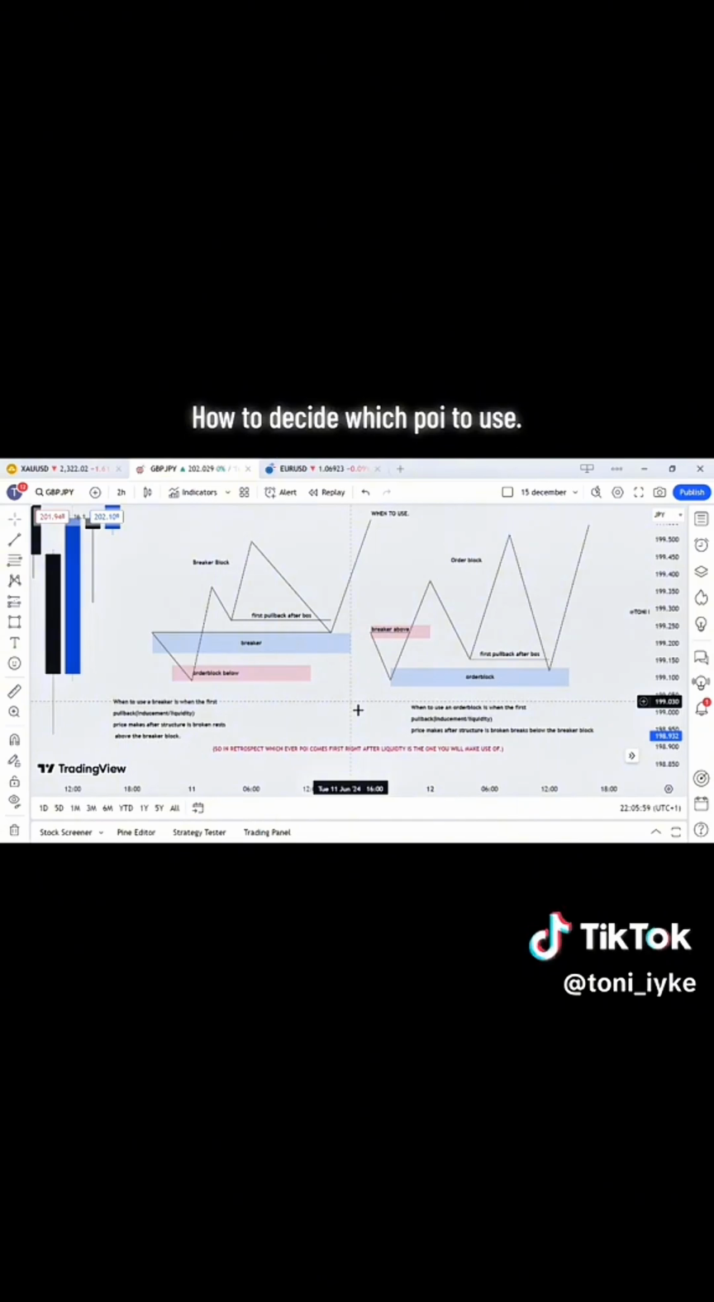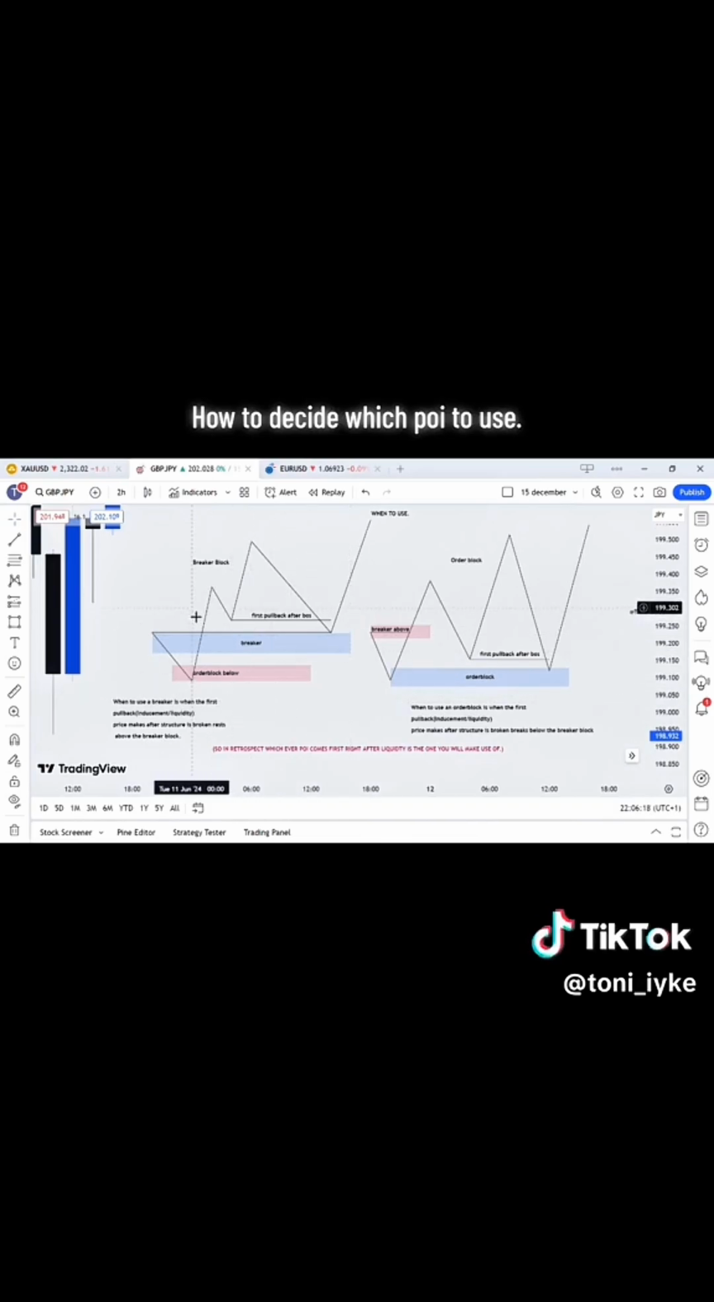So remember that this strategy that I use is structural liquidity and point of interest. The liquidity is a very key part of this strategy, meaning that what I use as my liquidity is basically inducement. It's that first pullback after market breaks structure.